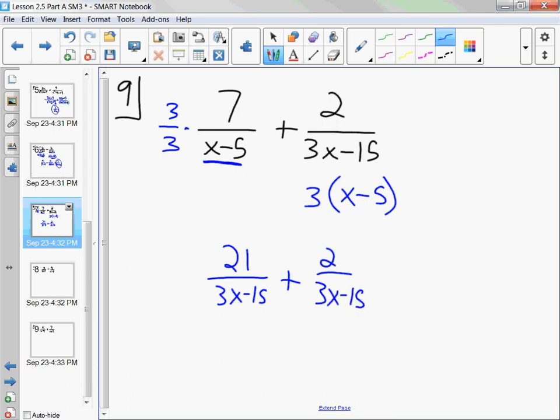And I just add the numerators. 21 plus 2 makes 23 over 3x minus 15. And that's my answer. Now I can factor the bottom to be 3 times x minus 5 like we had it, but it still doesn't cancel with the 23. So you can just leave it like that, or you can leave it in factored form. Pause it and do number 10.